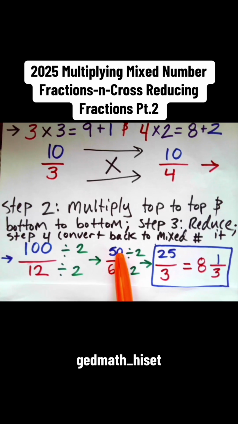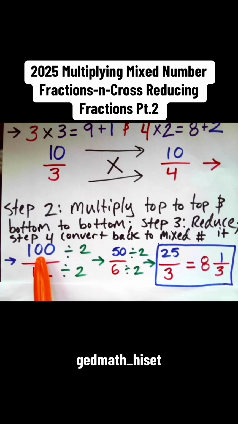100 divided by 2 is 50. Why? Because 50 times 2 is 100. 12 divided by 2 is 6. Why? Because 6 times 2 is 12. So I've reduced that 100 over 12 into 50 over 6. Now I've got to try to reduce this even further. And I always start with the smallest number, 2. I know 50 divided by 2 is 25. Why? Because 25 times 2 is 50. I know 6 divided by 2 is 3. Why? Because 3 times 2 is 6. And so I have a reduced fraction here, 25 thirds.